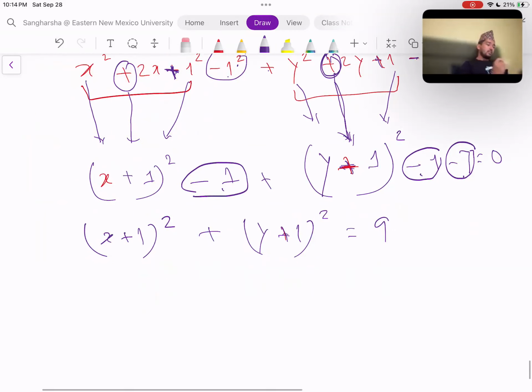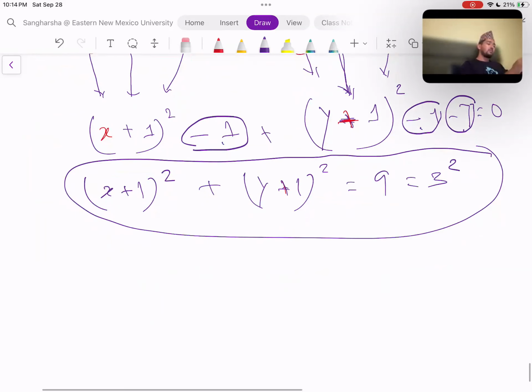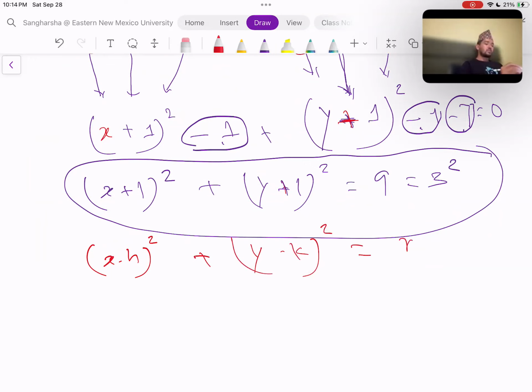Okay. Now, so we can write 9 as a 3 square. Okay, now this is in the standard form. Now we compare with our formula, which is x minus h square plus y minus k square equals to r square. For x, we have x. For minus, we have positive. So we need to rewrite +1 as a negative times -1. So for h, we have -1. Okay. So our h is -1.